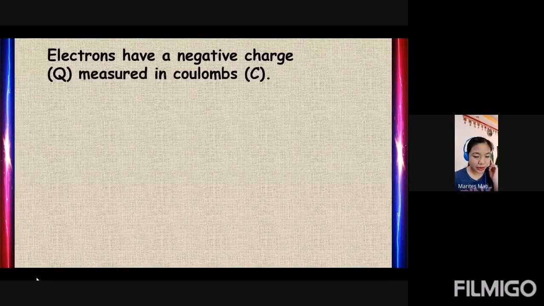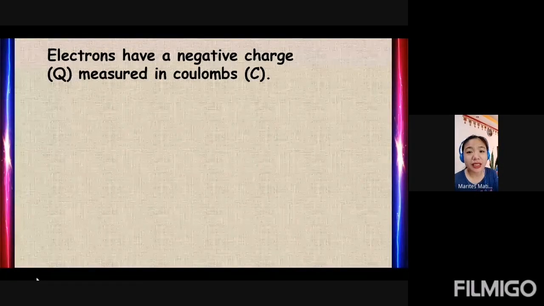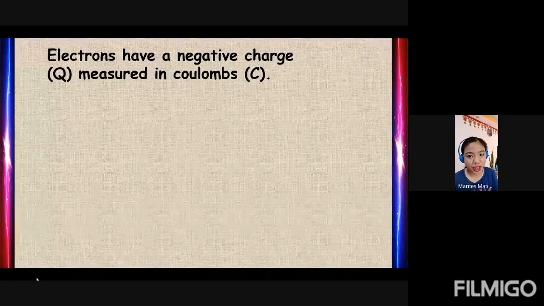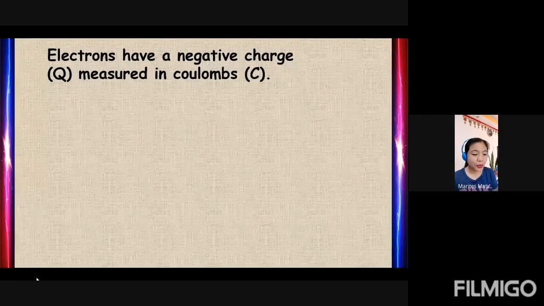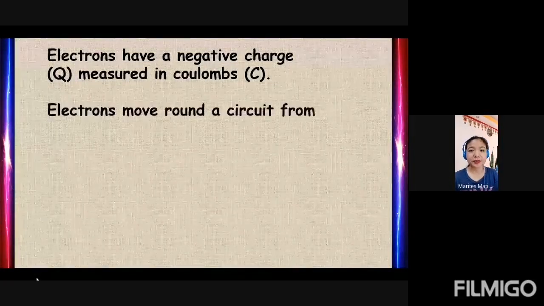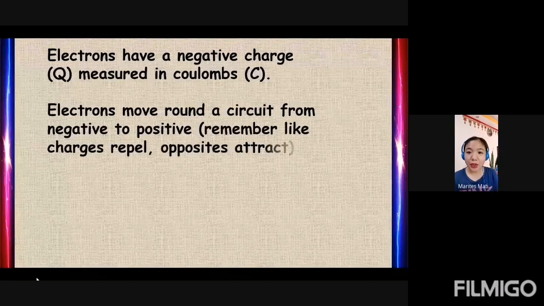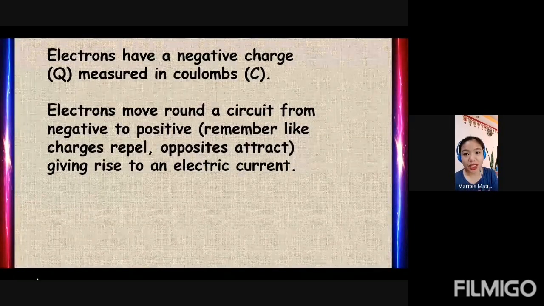So, take note, guys, that electrons have a negative charge, right? And it is measured in coulombs, letter C. That is its symbol. So Q, the unit for Q is coulombs.